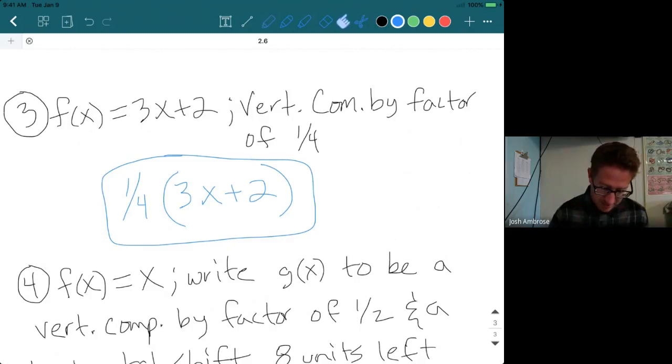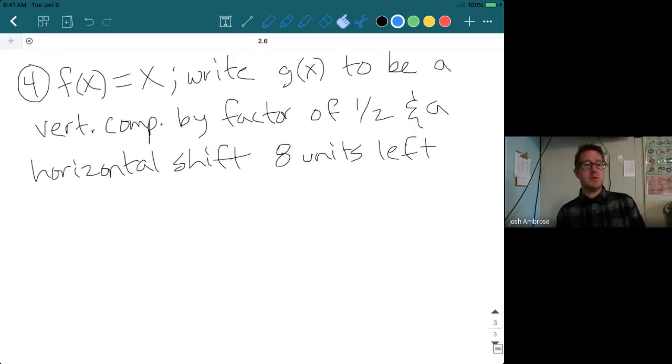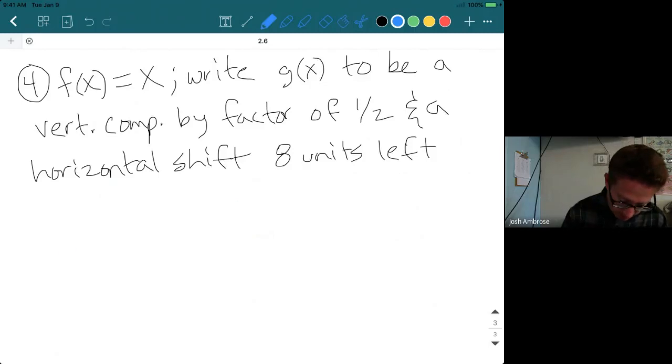All right, guys, this is our last example problem, so here we go. The original function f of x simply equals x. They want us to write a brand new function, g of x. They want it to have a vertical compression by a factor of 1/2 and a horizontal shift 8 units to the left. All right, so this is kind of a little like a mini culmination here. Let's create a new function, g of x.